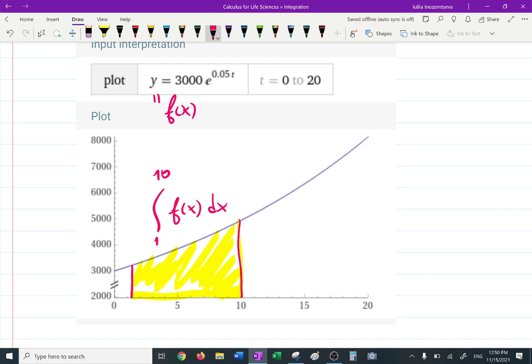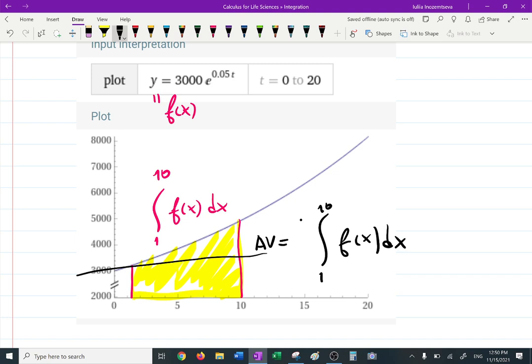What was the average number of bacteria for these 10 minutes or 10 days or whatever it is? The average will be somewhere over here. Maybe higher. I think it's a little bit higher because it's growing faster. So average value is also this integral from 1 to 10 of f of x dx. But what is the difference? Since it's average, we take into consideration that it was growing only on this interval from 1 to 10, and we're going to divide by the length, 1 over 10 minus 1.